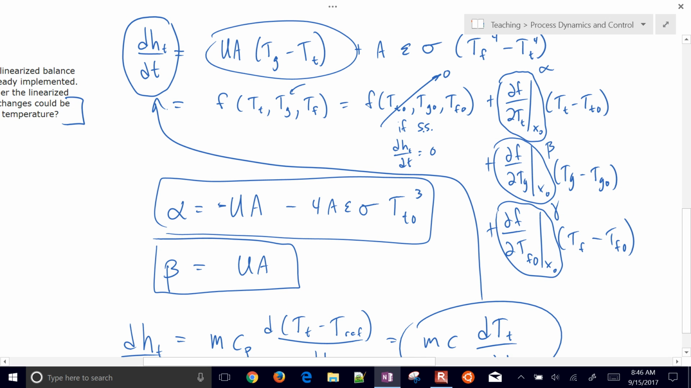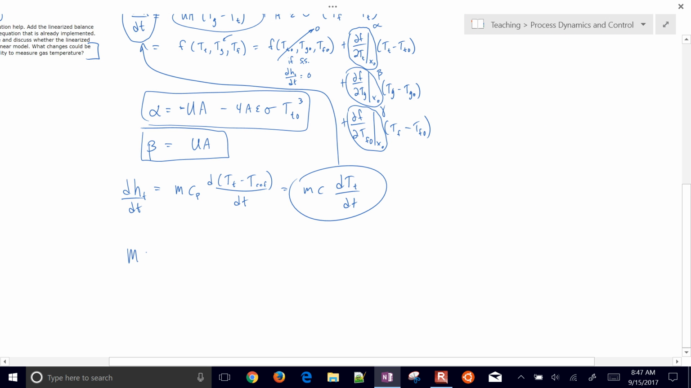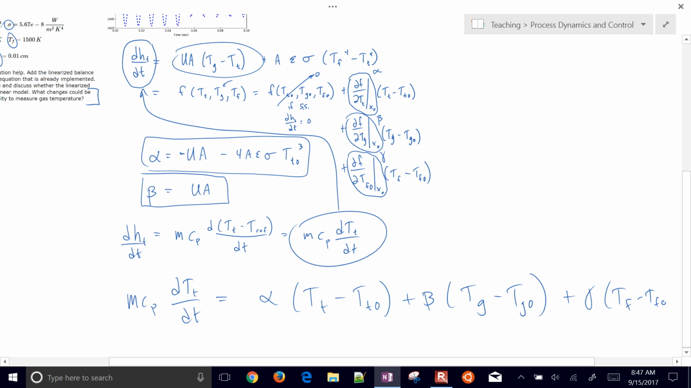Then let's go ahead and write m c sub p d T thermocouple dt equals alpha times the thermocouple temperature minus the thermocouple temperature naught, plus beta times the temperature of the gas minus the gas temperature naught. And then you could have the gamma here as well, flame minus flame naught, but we're just going to say that doesn't change. There's my linear differential equation.